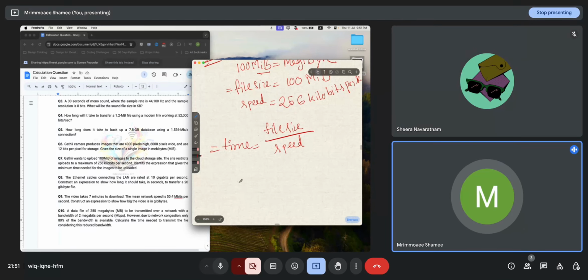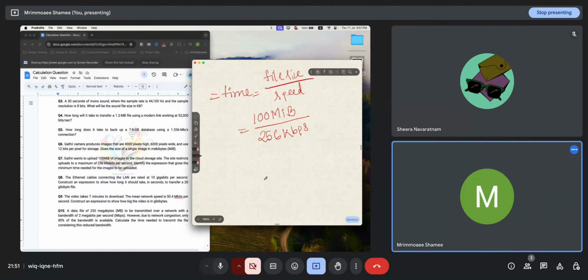So what is the file size? File size is 100 megabyte divided by 256 kilo. The symbol for the kilo is K, right? Kilo bit per second. That means it will be in small b, so bit per second. Now they are saying that we have to change it to an expression. So this one is in bit, this one is in byte, this one is in kilo, this one is in megi. So we just need to match all this at the same level.